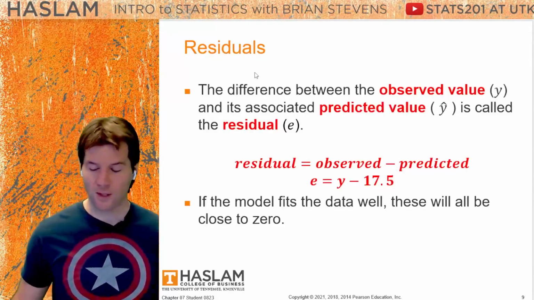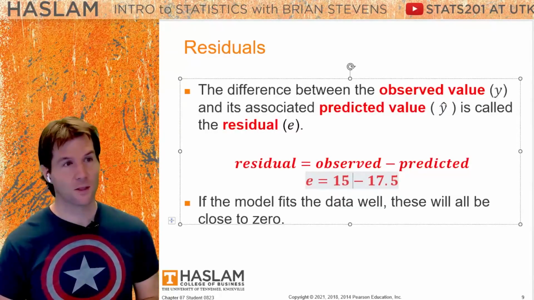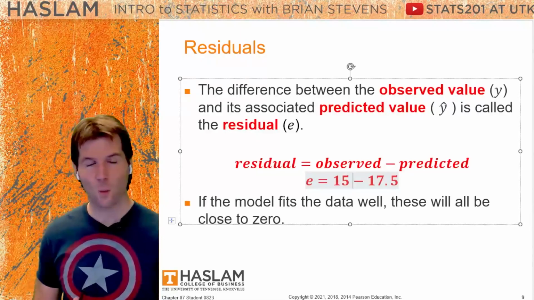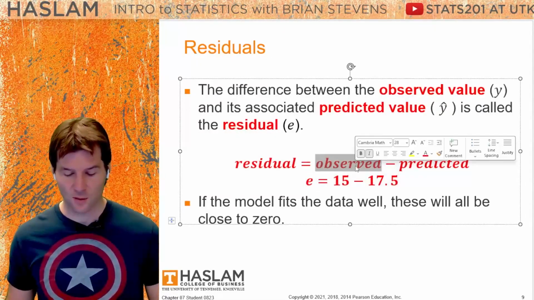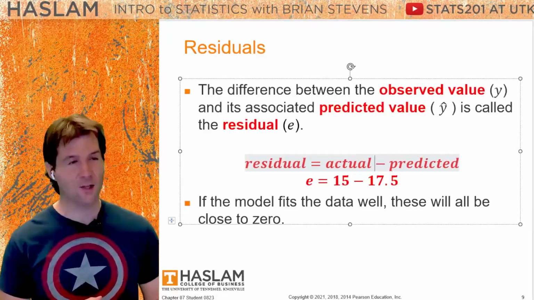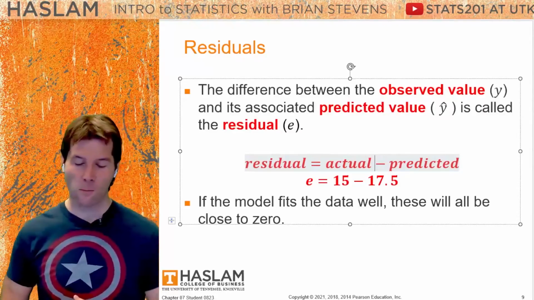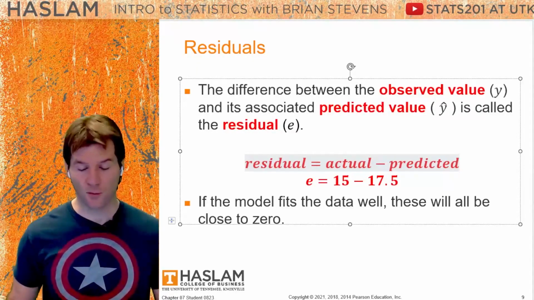So think this over for a moment. If the menu item actually has 15 grams of fat, then what would the residual be? If it actually has 15 grams of fat, we can say the observed is what it actually is. I like to call it the actual minus the predicted for RAP. So residual equals actual minus predicted. What would the residual be? And the residual would be negative 2.5.